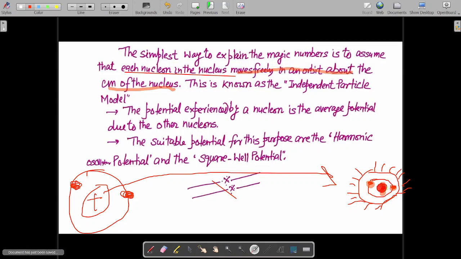Similarly, we can have the center of mass of the nucleus in the case of nucleons revolving around the center of the nucleus. So in this case, we can assume the entire mass of the nucleus to be concentrated at its center of mass, and around that center of mass each nucleon is revolving. This nucleon is revolving around the center of mass of the nucleus.